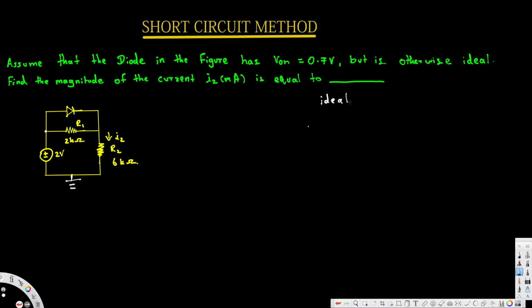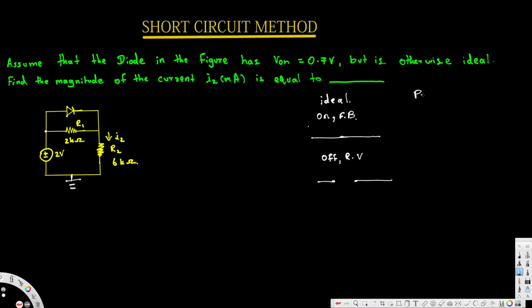When we have an ideal diode and it's on, or in forward bias, we replace it with a short circuit. If it's off, or in reverse bias, we replace it with an open circuit.